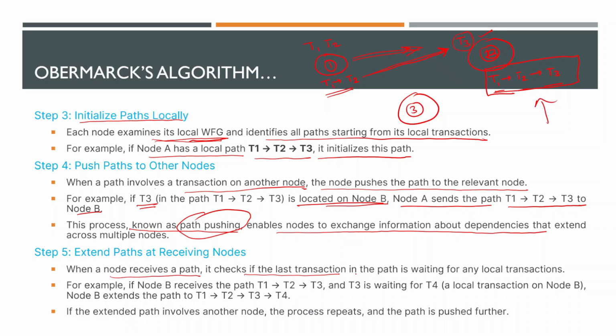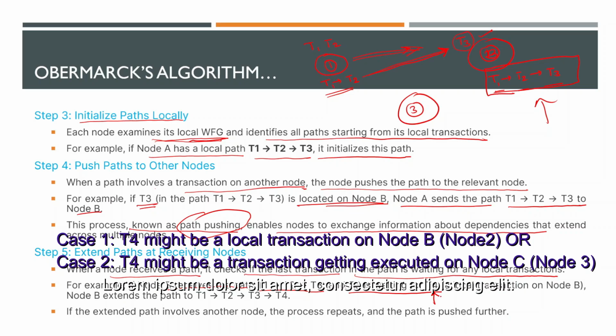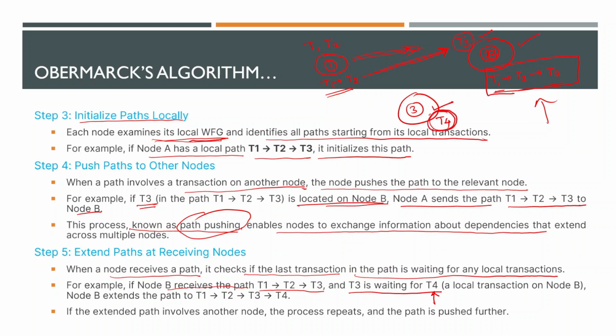checks if the last transaction in the path is waiting for any local transactions. So it means that if node B receives the path T1 dependent on T2 dependent on T3, and T3 is waiting for T4, there might be two cases. Either T4 might be a local transaction to node B, or T4 might be a transaction getting executed on node 3. Now if T4 is getting executed on node 3, then again node B has to push the path, that is T1 dependent on T2, dependent on T3, dependent on T4, to node 3.